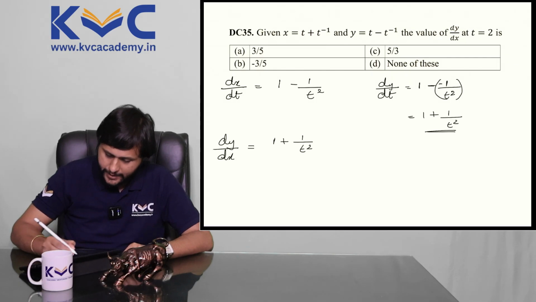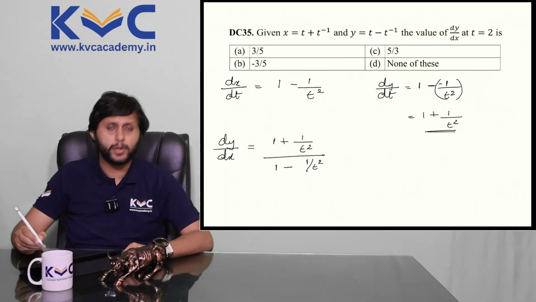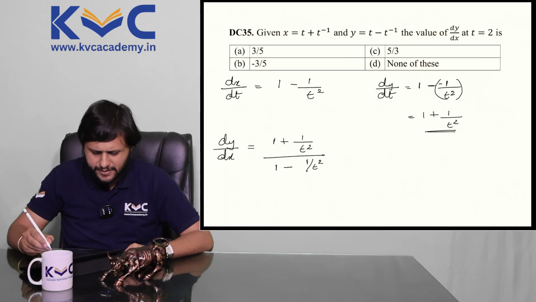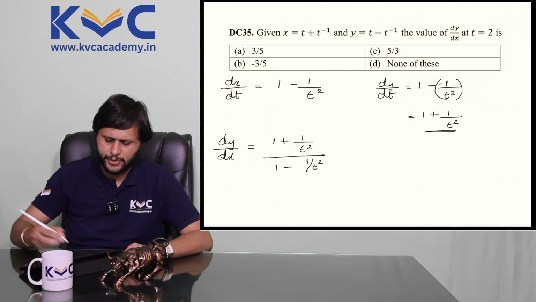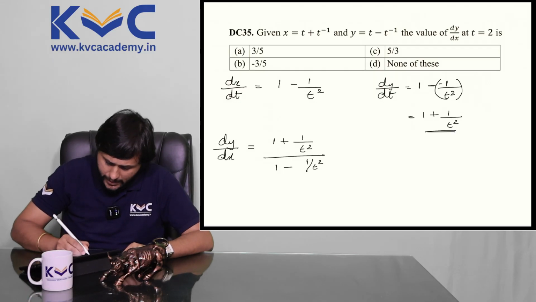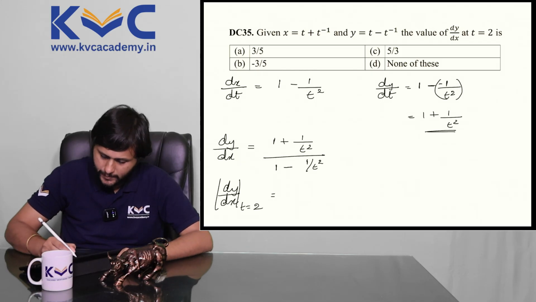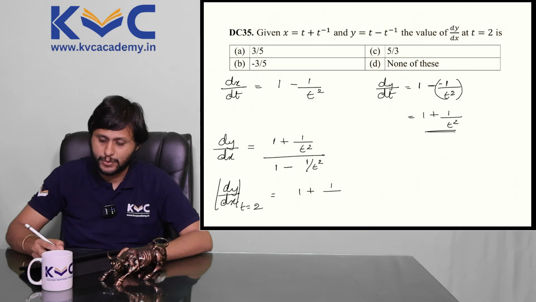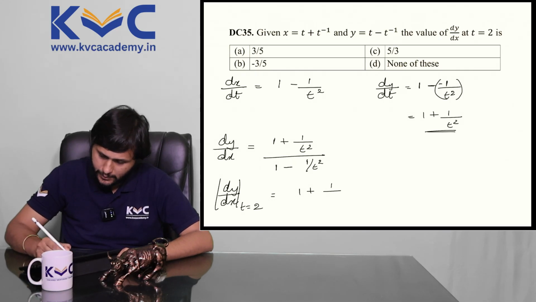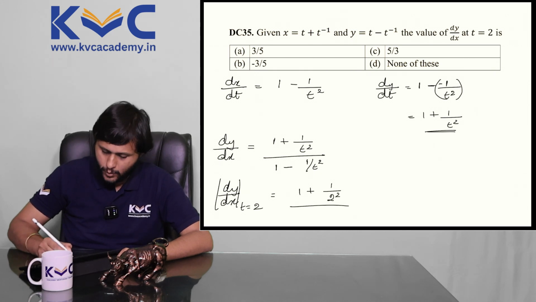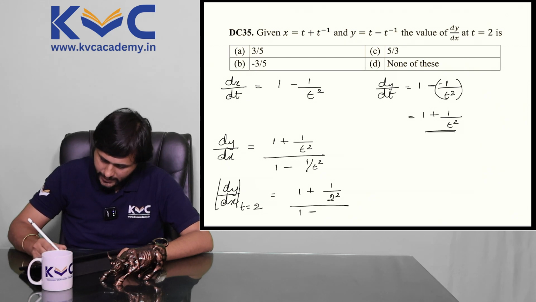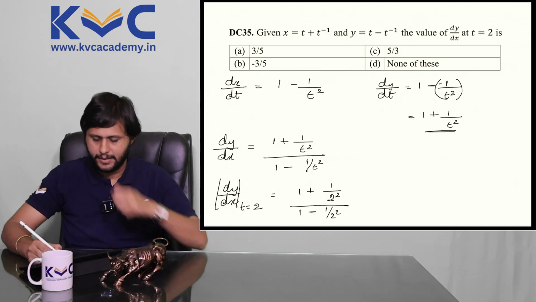all divided by 1 minus 1 by t square. Do you want to substitute the value here only instead of simplifying? No need of LCM and all. We'll substitute here only. Now we have dy by dx at t equal to 2, 1 plus 1 by t square is there, no? So we'll write 1 plus 1 by 2 square whole divided by 1 minus 1 by 2 square. Correct.